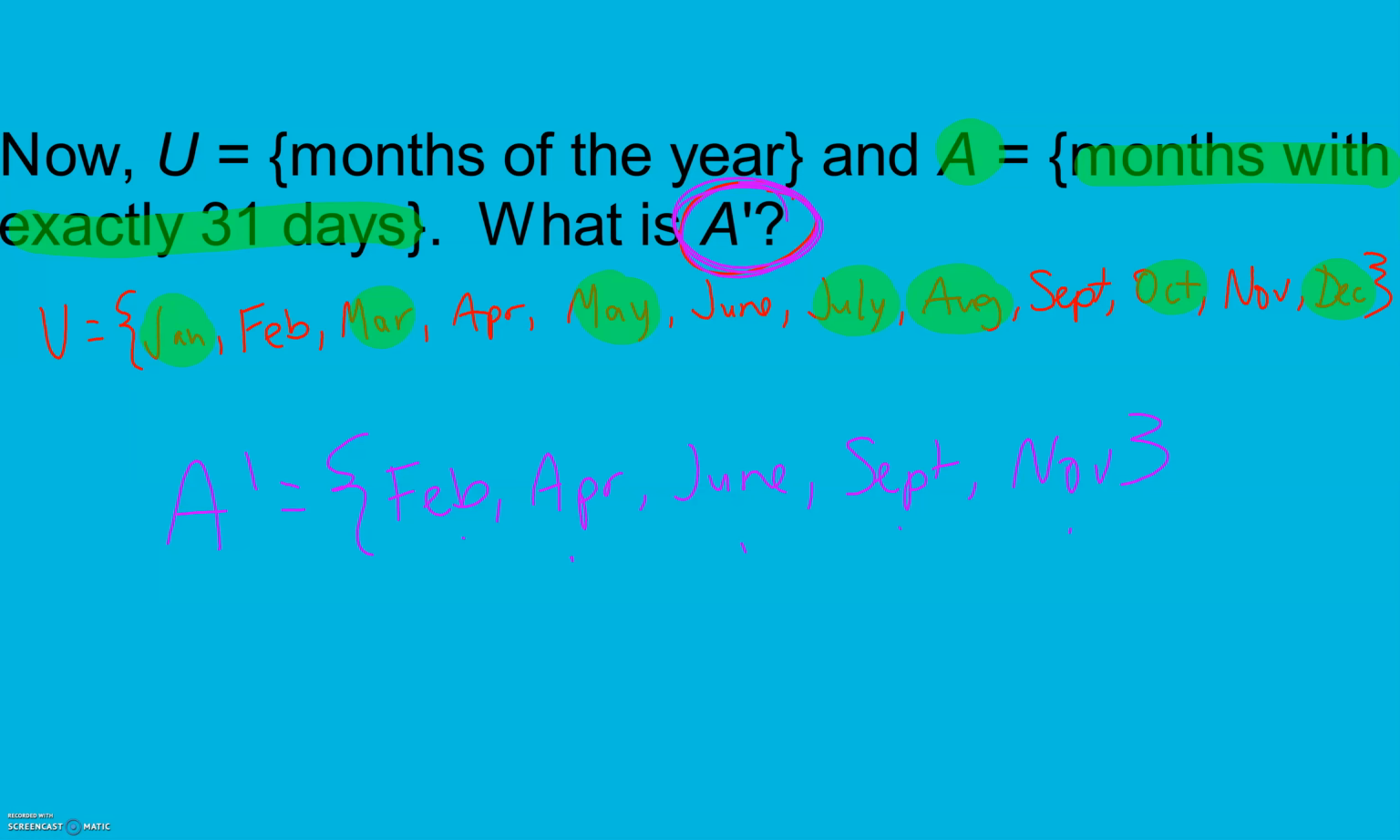But either way, so A, again, the months with exactly 31 days, are January, March, May, July, August, October, and December. So its complement is everything else: February, April, June, September, and November. Because if we combined A and its complement, that would give us our entire universal set, all the months of the year.